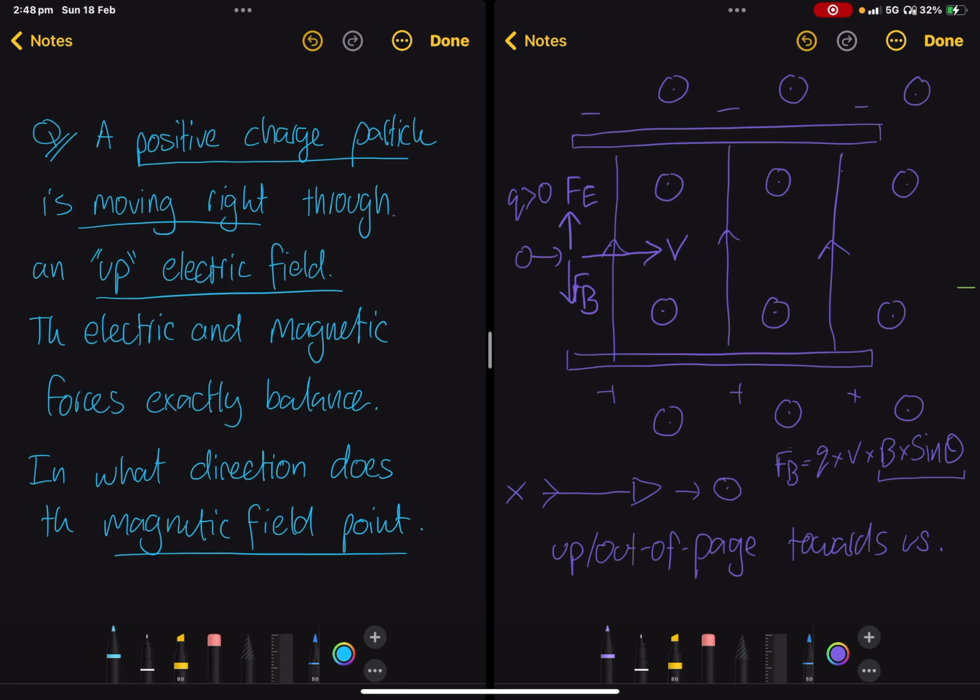It could be pointing out of the page towards us, but at a slight tilt, right? It could be tilted slightly and still allow the particle to travel this way. But the answer to this question that we want is out of the page and towards us, with the caveat that there could be a slight tilt there, given that B times sine of theta can be a constant for variable B's and variable thetas.